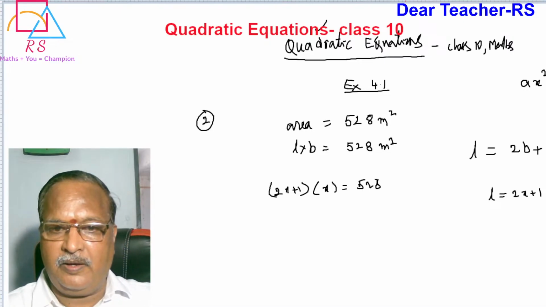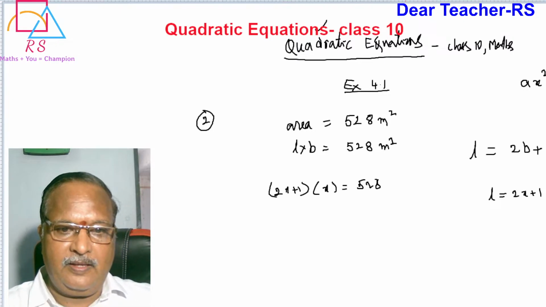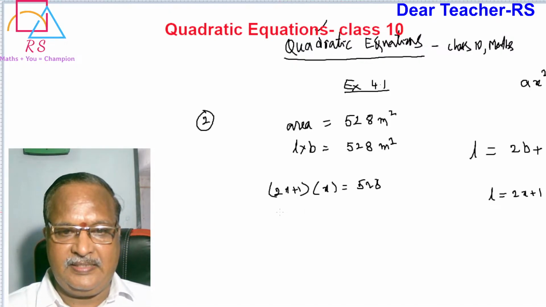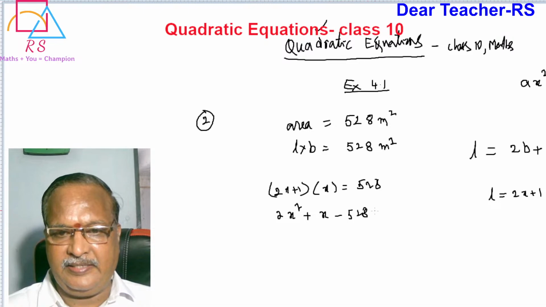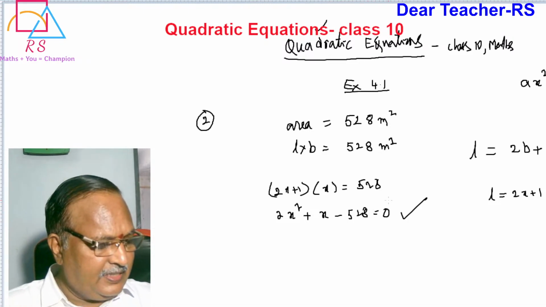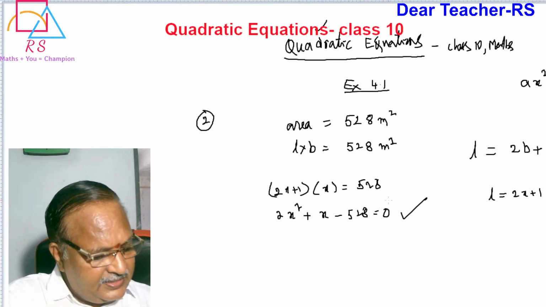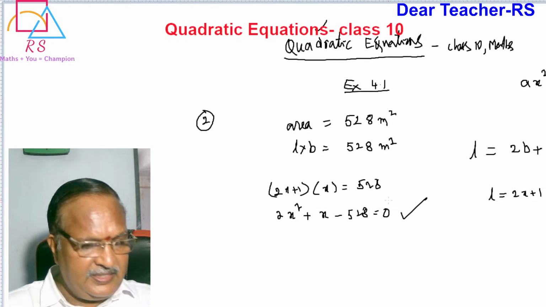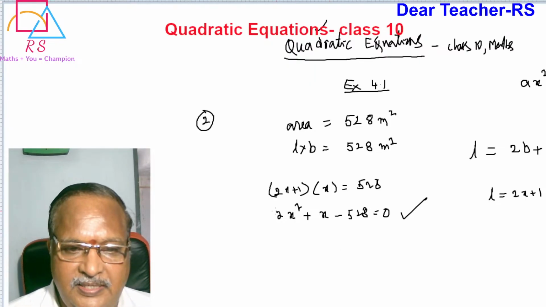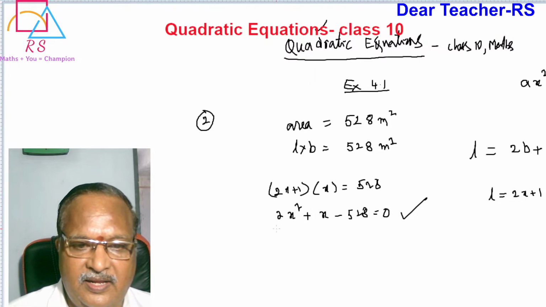So then I will continue the same problem. 2x square plus x minus 528 is equal to 0. So now this is the quadratic equation. He asked us only to represent the following situation as a quadratic equation. So now it is a quadratic equation. This is the final answer.